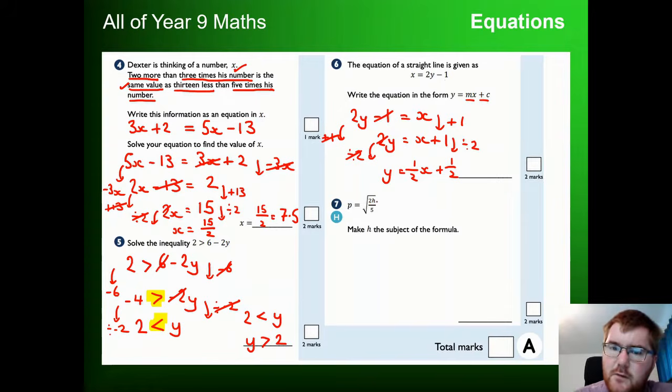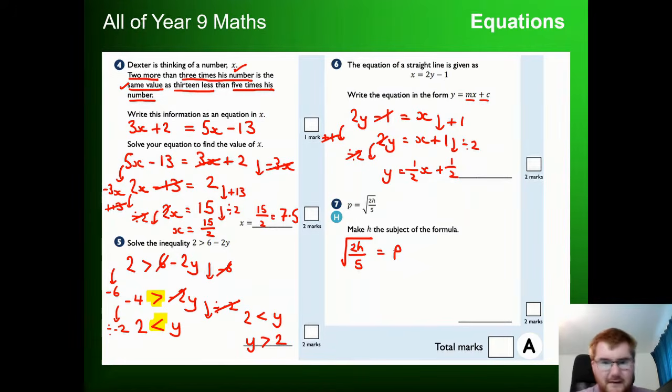And this one here, we want to make h the subject of the formula, very similar to what we did in question 7. Generally, the thing that I want, I put to the left-hand side. So we get the square root of 2h over 5 is equal to p. Having great fun here. I love this kind of stuff. And then we need to get the h on its own. Well, this square root is really, really annoying.